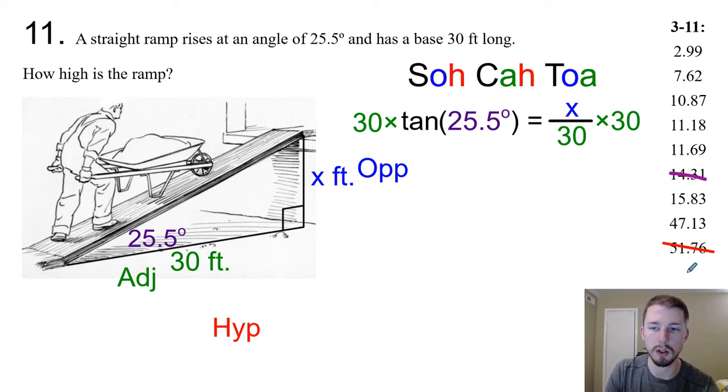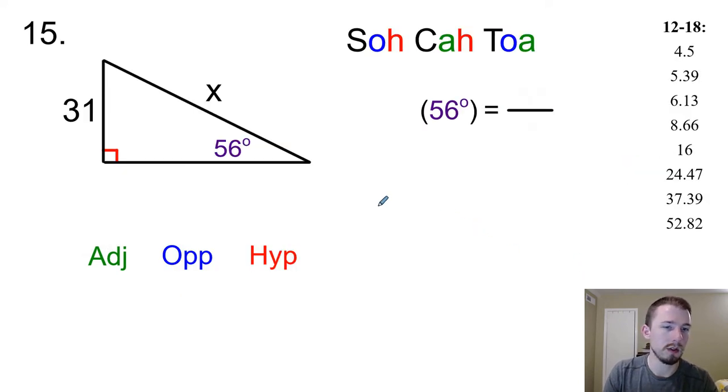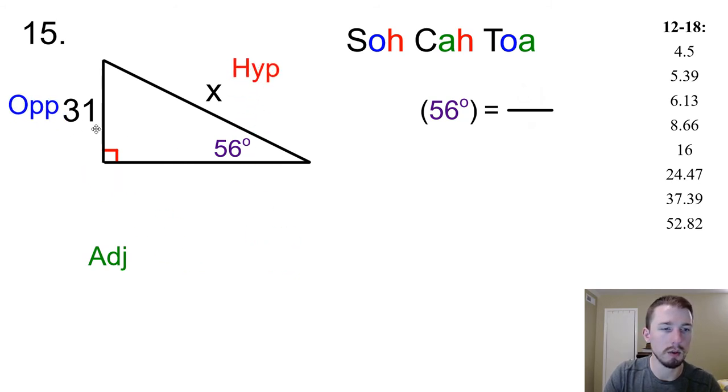If you don't get one of the answers on the answer bank, it means that you set it up wrong, more than likely, or you put it in the calculator wrong. Look at number 15. On this one, our angle is going to be 56, and then opposite of 56 is going to be our 31. This is going to be our hypotenuse. So what trig function relates the opposite to the hypotenuse? That would be the sine function. So sine of 56 is equal to 31 over x.